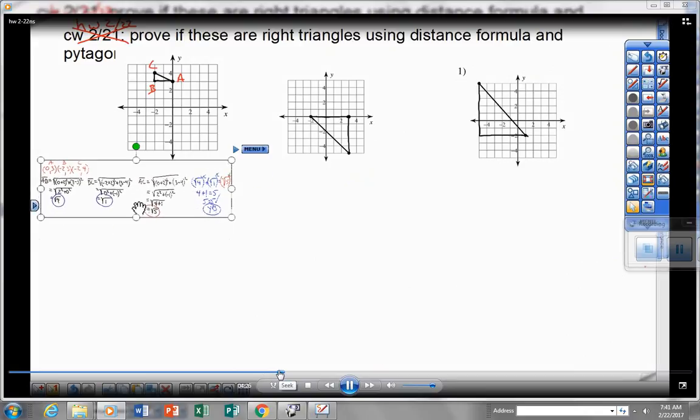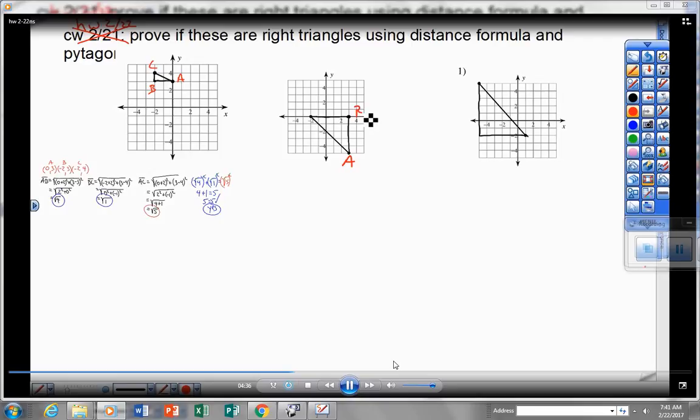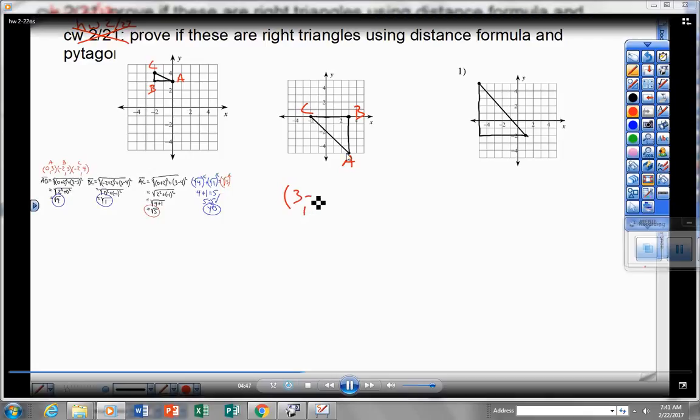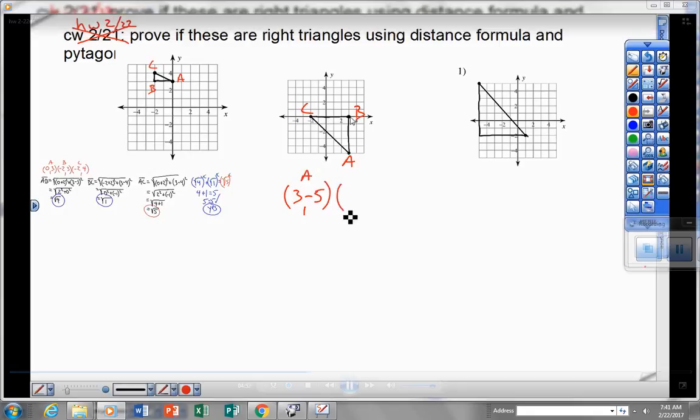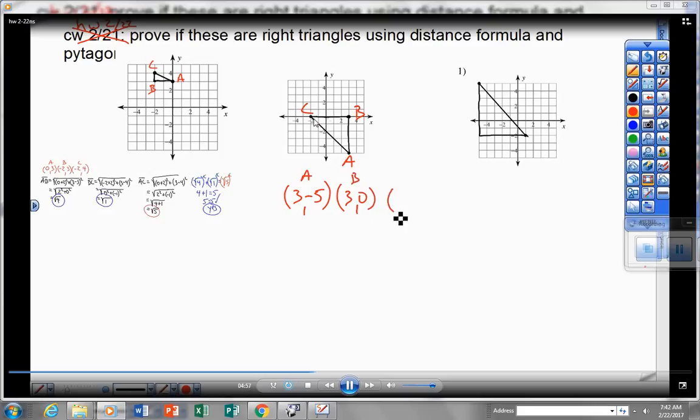All right, for this one, again, I'm going to label the 3 points of that triangle. So that will be A, that will be B, and that will be C. It looks like A is the point 3, negative 5. 3 for x, negative 5 for y. B is 3, 0, 3 for x, 0 for y. And C is negative 2 for x, 0 for y, negative 2, 0. That is C. I'm going to find all 3 lengths.